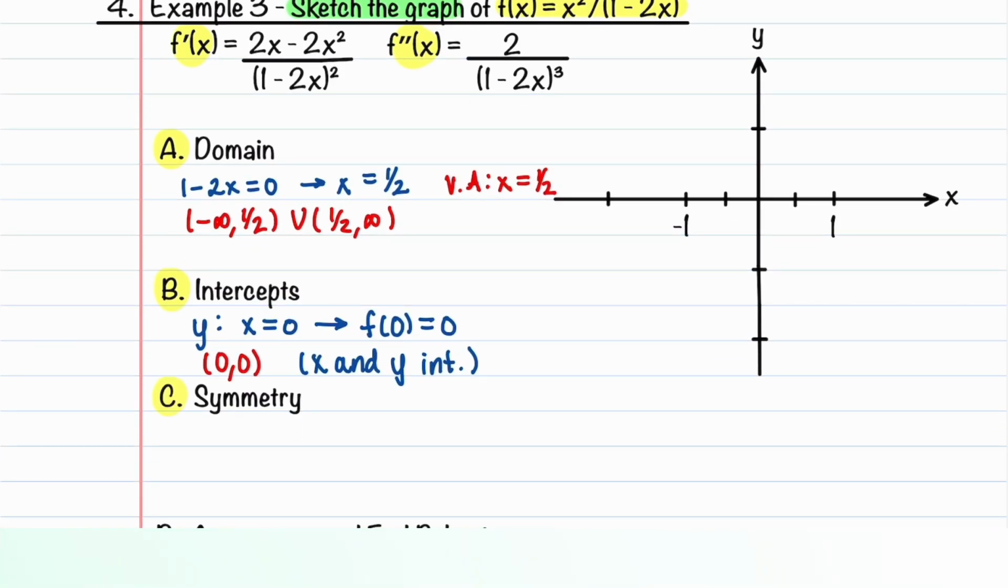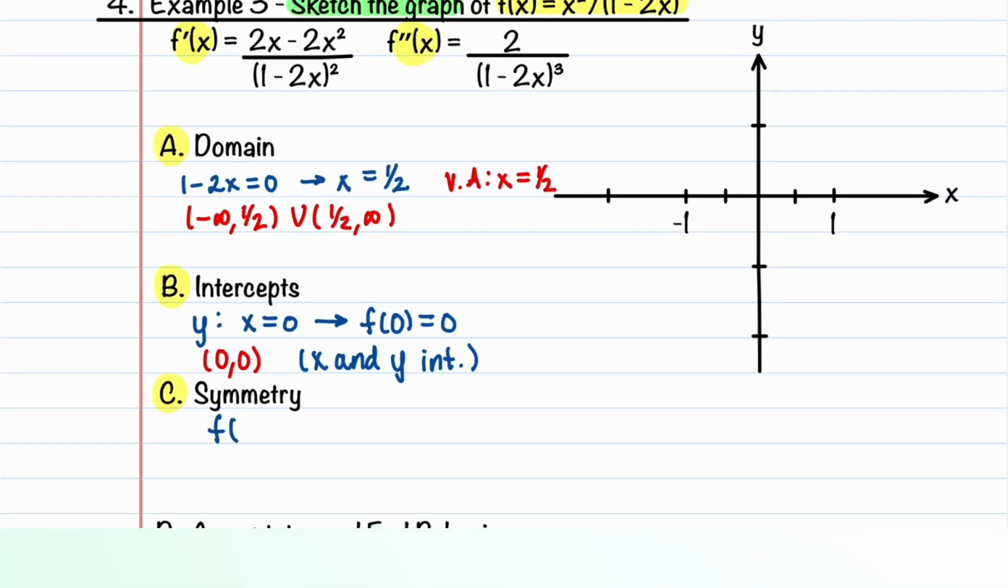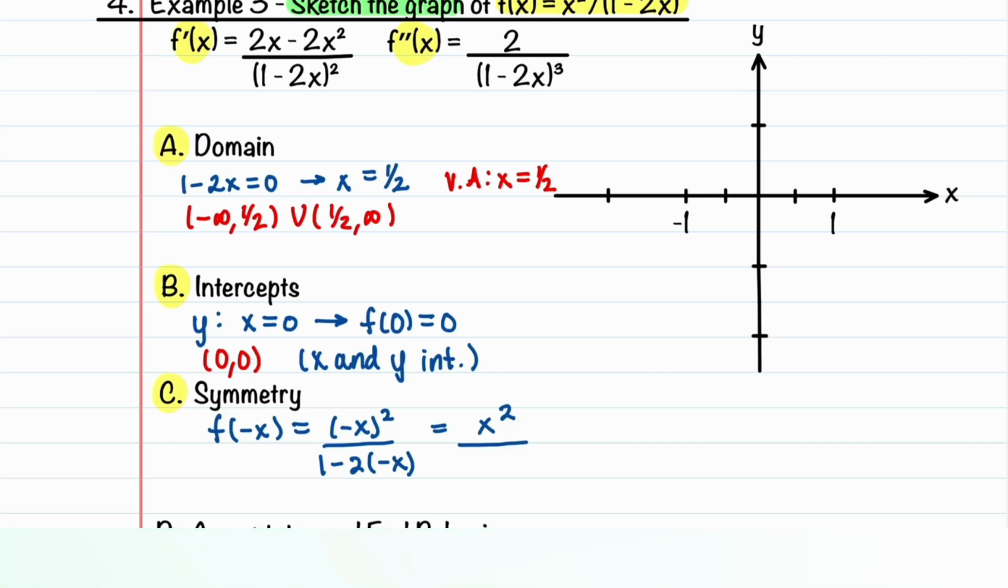Now let's think about symmetry. To find if our function is symmetric, we need to calculate f at minus x and see what that gives us. Wherever we have an x, we're going to put in minus x. So we have minus x squared, all divided by 1 minus 2 times minus x. This is x squared, all divided by 1 plus 2x.